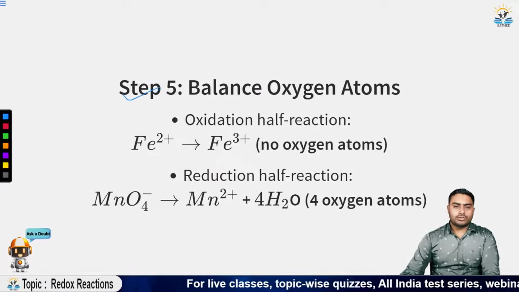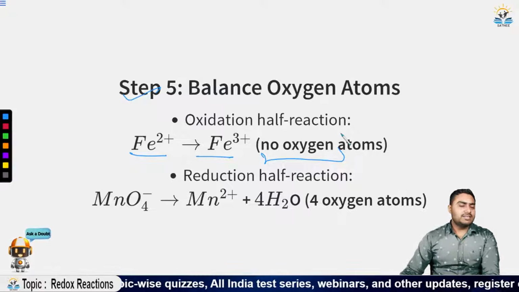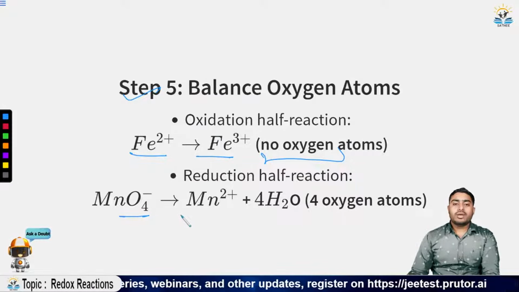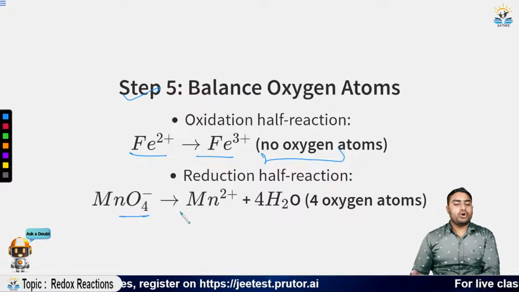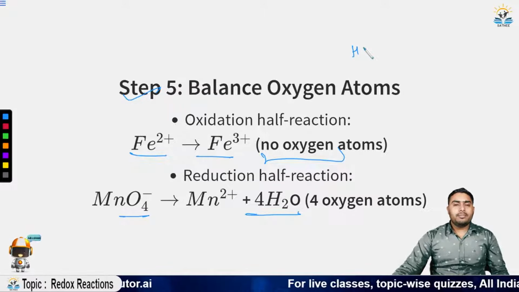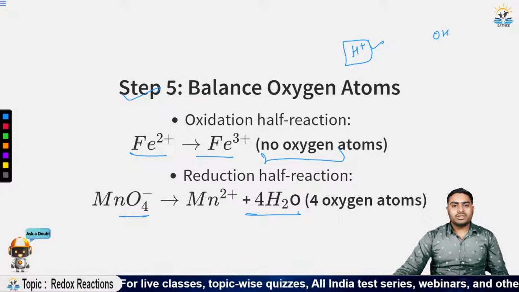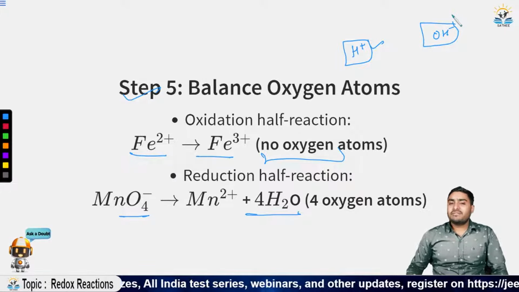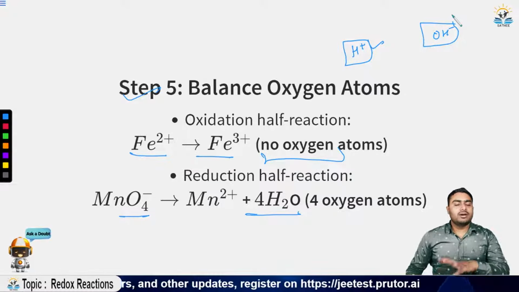Now let's balance the oxygen atoms first. So Fe2+, Fe3+, no oxygen atoms, and this is already balanced. In the reduction half reaction, there are 4 oxygen. So what you have to do, you can add water molecules to balance oxygen atoms. Because we are doing this reaction in acidic medium, we can use only H+, right? We can't use OH-. Okay, so MnO4- gives Mn2+. On the left hand side, that means the reactant side, 4 oxygen are there, so you have to make it equal, right?